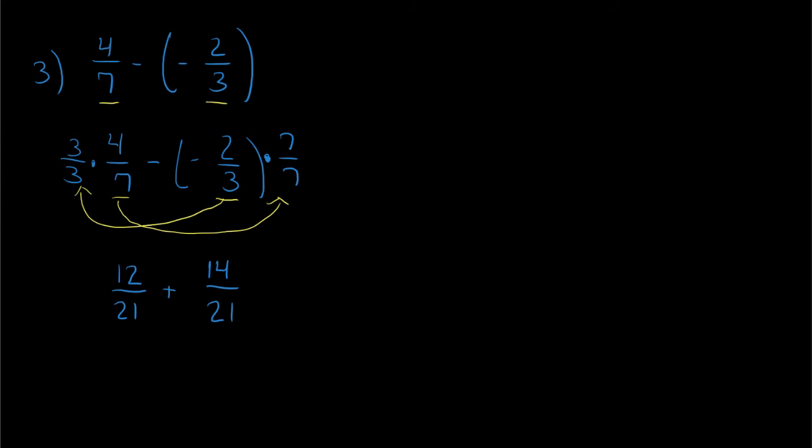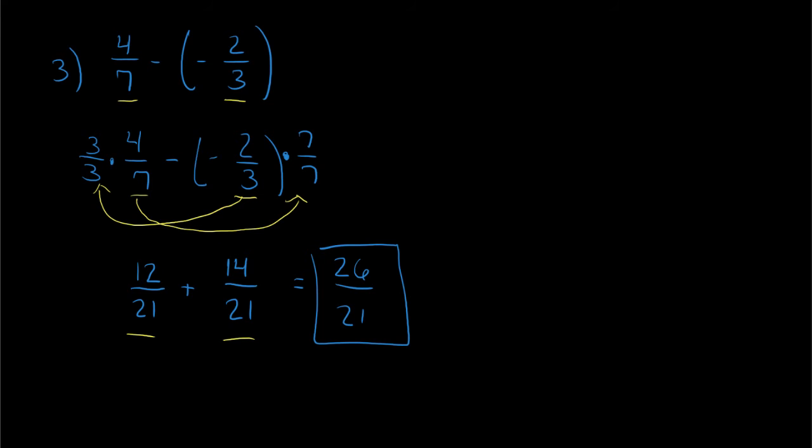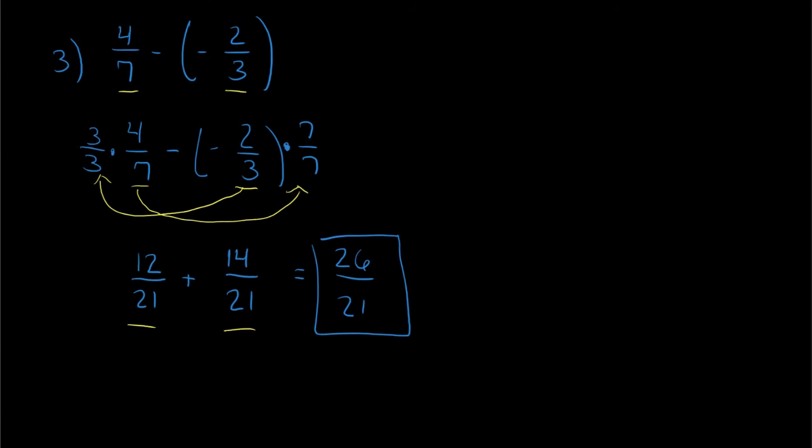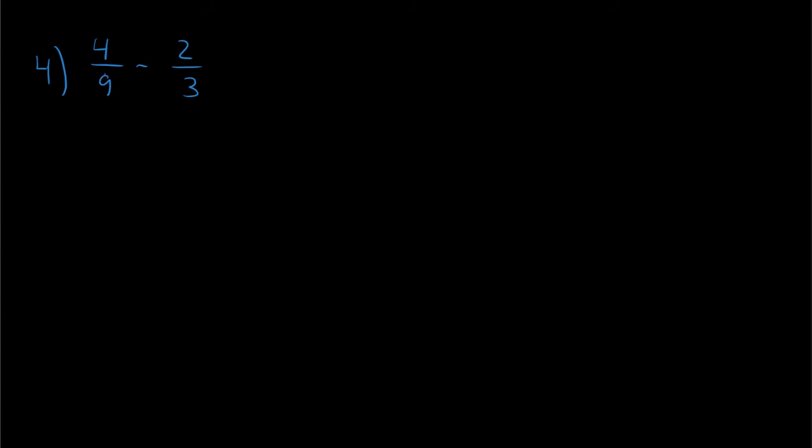Alright, we have the same number on the bottom, so all we have to do now is add the top number and keep the bottom. So 12 plus 14 is going to give us 26 over 21. And that's our answer. Okay, let's look at our last problem here. We have 4/9 minus 2/3.